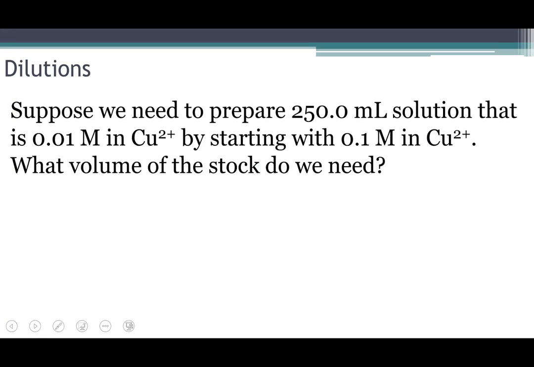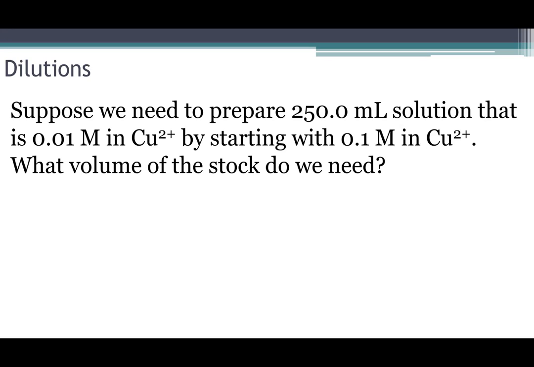Okay. So here's our problem. Suppose we're preparing a 250 milliliter solution that is 0.01 molar in copper ions. We're starting with a stock solution of 0.1 molar copper ions, and we're trying to solve for, well, how much of that stock solution do we need? What's the original volume that we're going to take out?